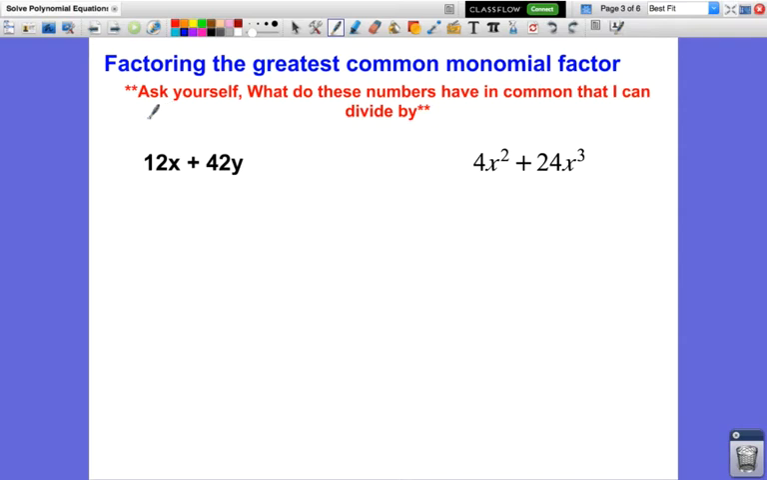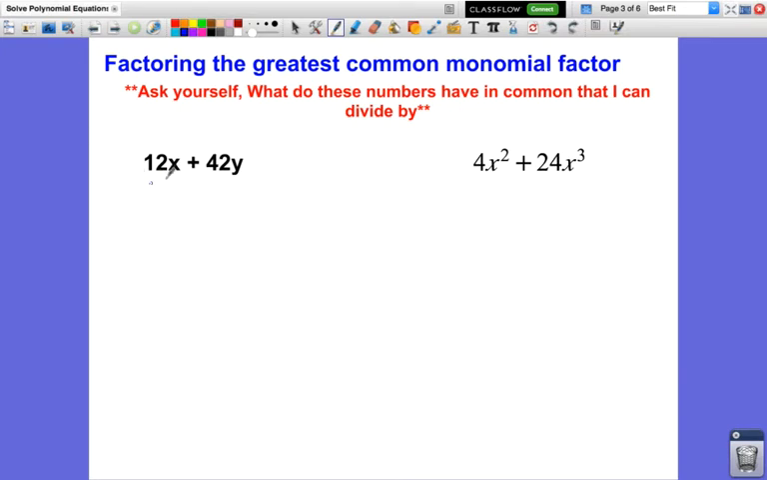Okay, and what I want to do is first we're just going to talk about factoring the greatest common factor, so that we actually create some parentheses, and then it makes it a little bit easier to solve equations later on. So what we want to ask ourselves is, what do these numbers have in common that I can divide by? So what common factors, if I wanted to factor out 12x plus 42y, I would want to ask myself, what common factors do 12 and 42 have?